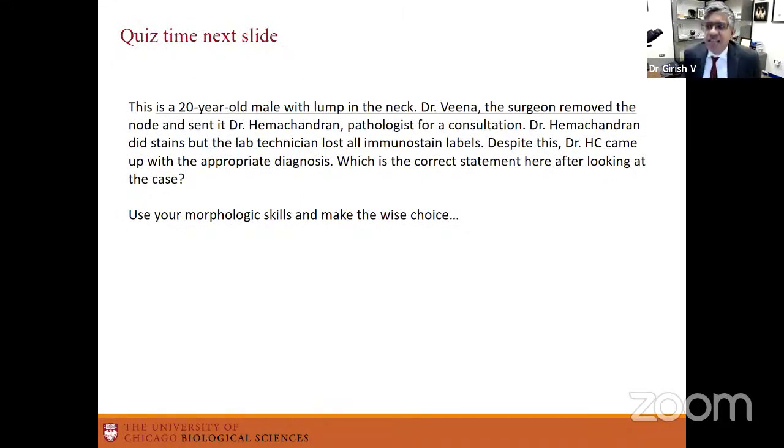So read this history, and then we will go from there. This is what I'm going to show you in the next slide. A 20-year-old male with a lump in the neck. Dr. Veena removed the node and sent it to Dr. Hemachandran, Calicut. And Dr. Hemachandran did all the right stains, but somehow the lab technician lost all the immunostain labels. Despite this, they came up with an appropriate diagnosis. And I want you to look at it and tell me the correct statement. Use your morphologic skills and make the wise choice.